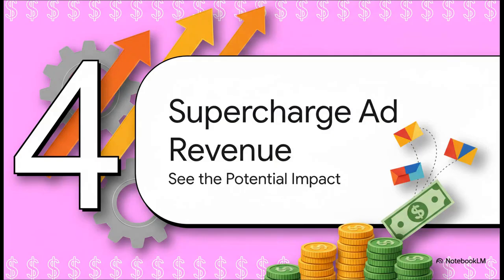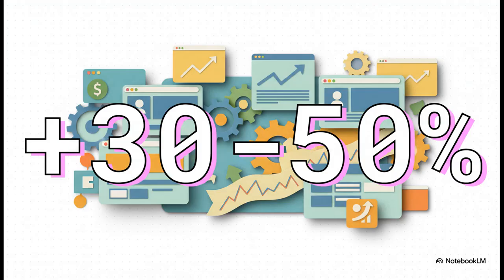So now we get to the most important question of all. What does all this cool tech actually mean for your bank account? Let's connect these features to the real-world impact on your ad revenue, because that's what it's all about. Let's start with the big one, turning on header bidding, which basically lets a bunch of different ad exchanges bid for your ad space all at once. Publishers can see a revenue lift of 30 to 50%.